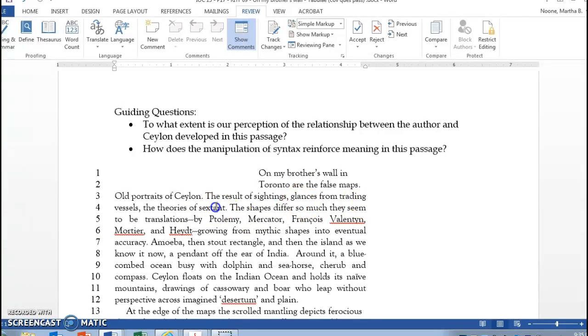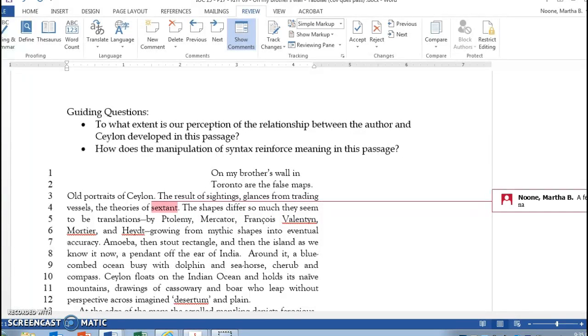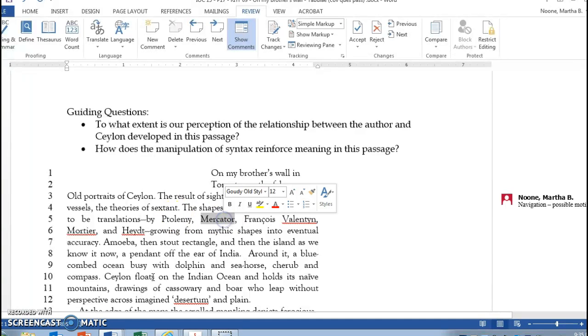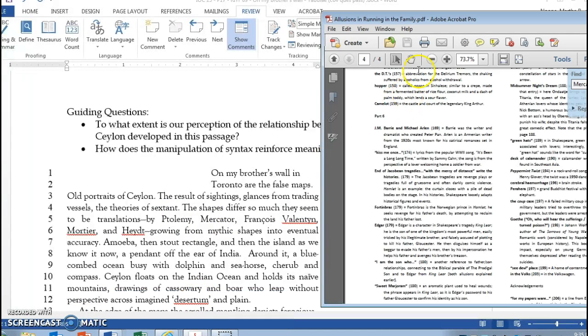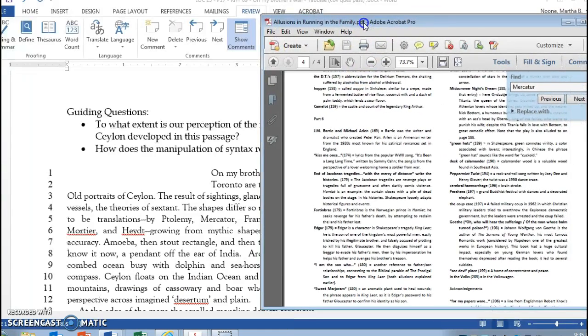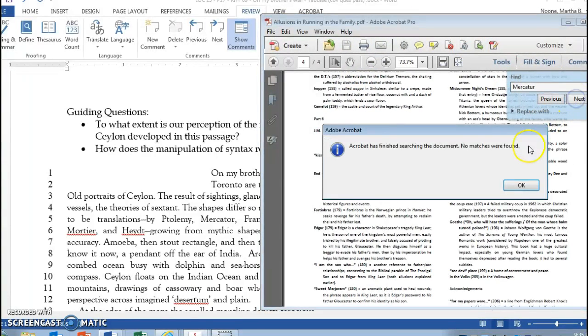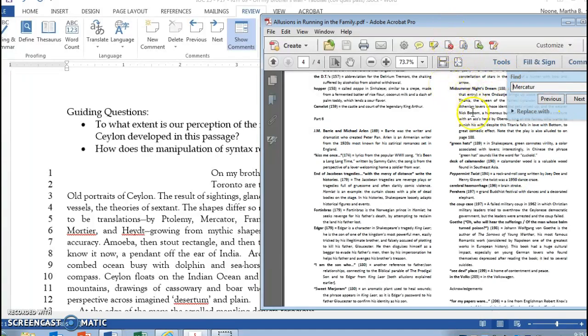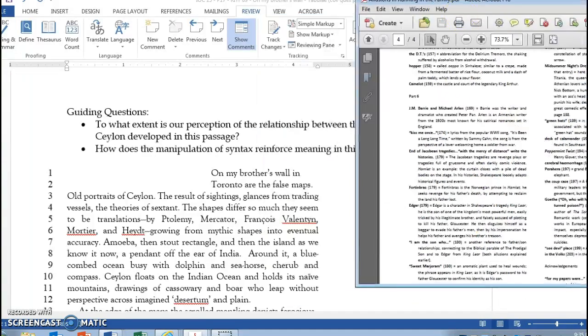Then I start to think, this is navigation. Is that something? Is that a possible motif? We've seen some stuff about journeys. So then I'm like, Ptolemy, who's that? Mercator, who's that? I don't know. And I'm like, they've got this great Illusions and Running in the Family thing. Is it here? No, it's not. Thanks very much, Illusions thing. There's some cool stuff on Neruda. No Mercator. So what do I do?